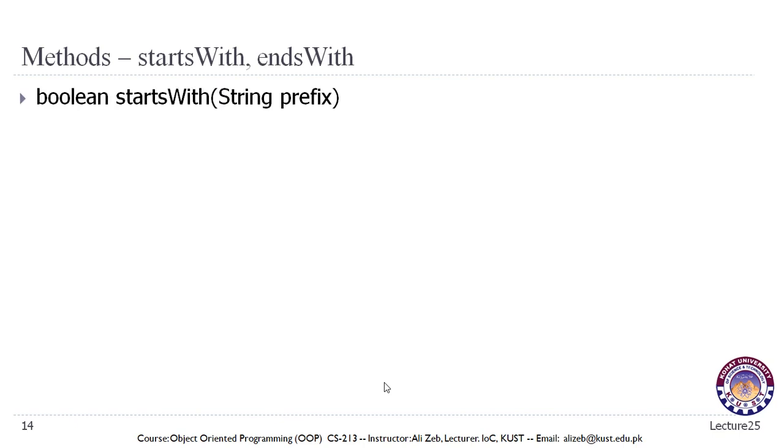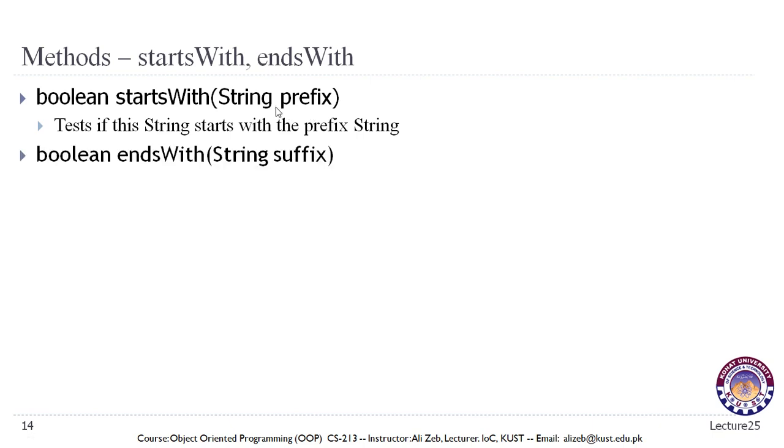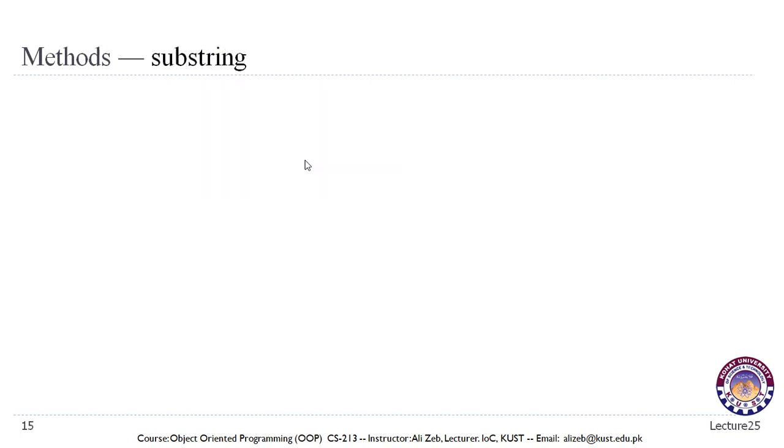We have the methods startsWith and endsWith. The boolean method startsWith takes one argument. It tests if the string starts with the prefix string. So it will test if our string starts with the prefix, or the string that has been passed to it, or it will test if the string ends with a particular string that has been passed to it as an argument. Test if the string ends with the suffix string.